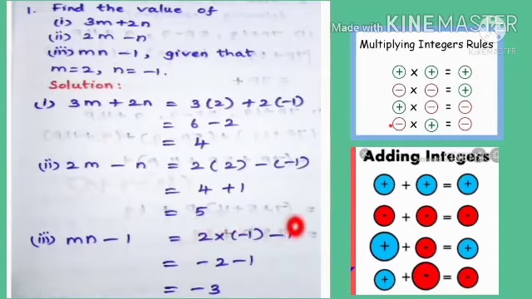And again here minus 1. Now, minus 2 minus 1, by using addition of integer rules. When we add two integers of the same sign, the sum will also be an integer of the same sign. So, minus 2 minus 1 is minus 3, which is the required value for the given algebraic expression mn minus 1.